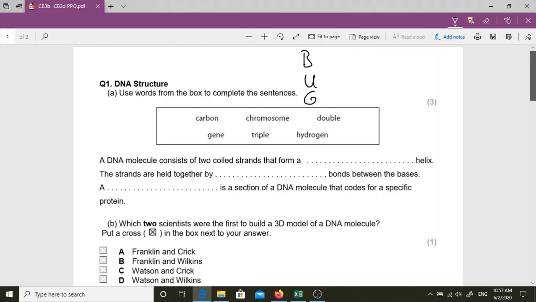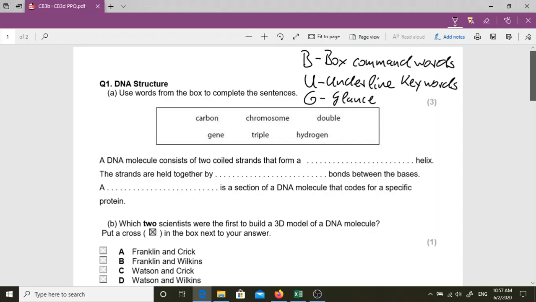Basically what we have to do first is box command words. So we have to look at the questions and find the command words which tell us what we're actually supposed to do. Then we have to underline keywords. And then finally we glance back at the question to see what it is actually asking us.